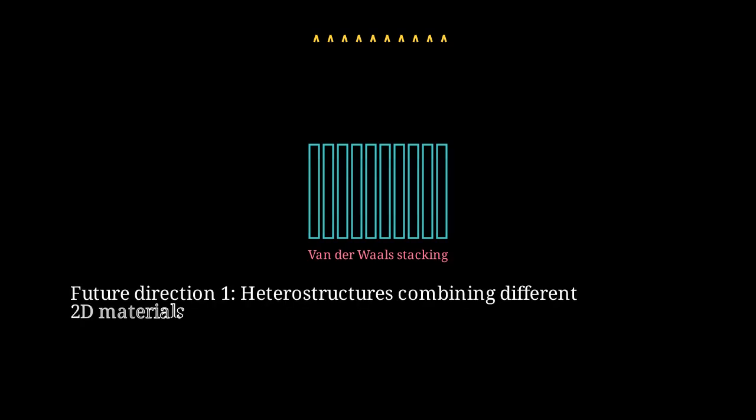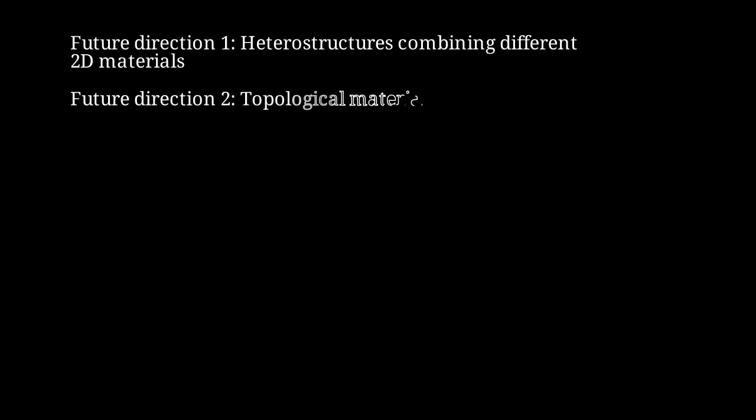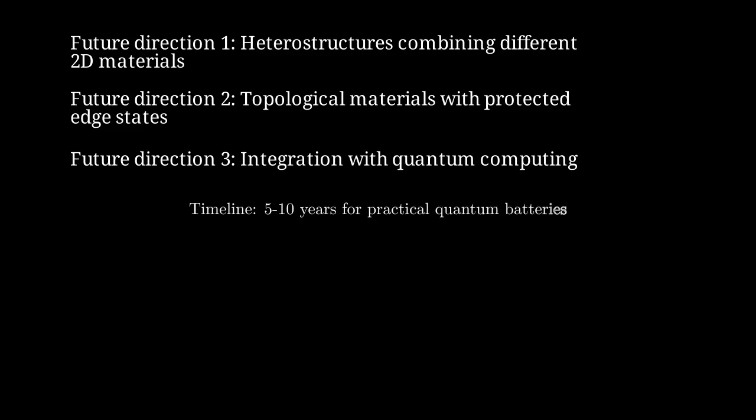Future Direction 1. Heterostructures, combining different two-dimensional materials, could optimize both energy and power density. Future Direction 2. Topological materials with protected edge states might offer enhanced stability and unusual capacitance properties. Future Direction 3. Integration with quantum computing could enable energy storage that actively participates in quantum information processing. Realistic timeline: 5 to 10 years before we see practical quantum battery prototypes, 15 to 20 years for commercial products.